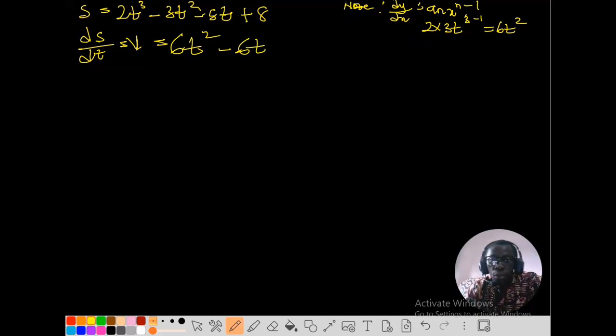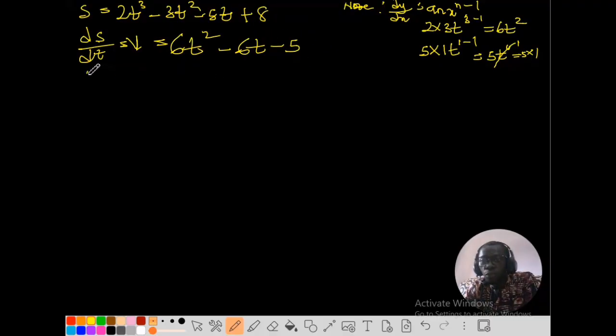For this other part, which is 5t, a is 5, times n, this is t raised to power 1, then t, 1 minus 1. So this will give 5t raised to power 0. 5 times 1 is 5, 1 minus 1 is 0. T raised to power 0 is 1, so you are left with 5 times 1, which is 5. For this part, you have it as minus 5. Then differentiation of a constant is 0. So therefore, the velocity v, which is the speed, is 6t squared minus 6t minus 5.